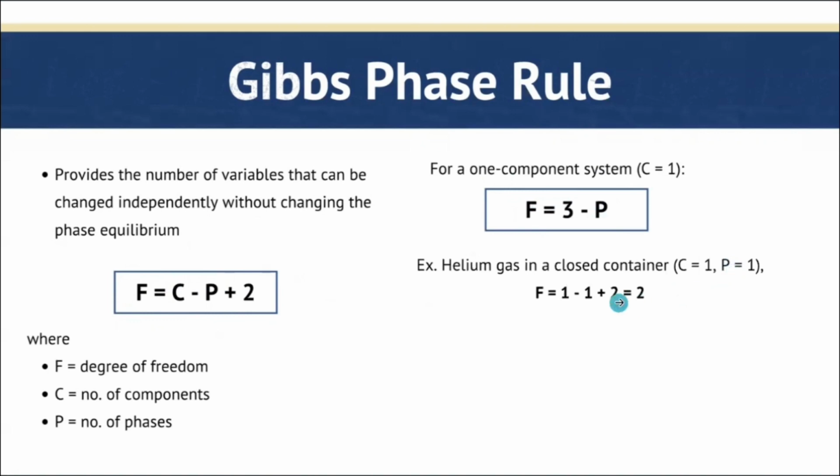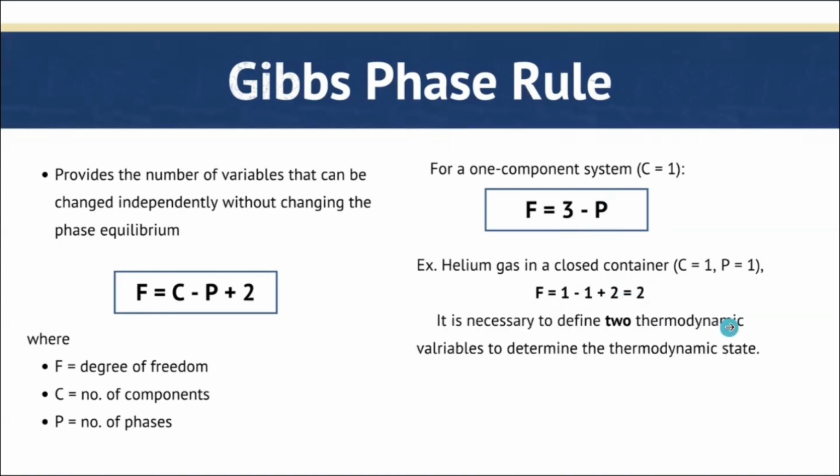So example natin, helium gas. Ang helium gas, isa siyang one component system lang at may one phase lang din siya. So solving yung degree of freedom natin, 3 minus 1 is 2. So, meaning nun, need natin na may two thermodynamic variables para ma-determine natin yung state ng ating helium gas.